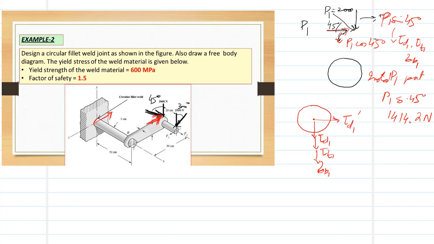Clear? And this cannot create a rotational effect. The horizontal component cannot create a rotational effect. The only effect it can create is the bending stress. So it can create bending in this direction, which tends to rotate in this direction. Clear? This beam tends to rotate in this direction, and that is probably anti-clockwise. So the bending direction will be the same as that of the direct shear. So this is sigma B1 prime.